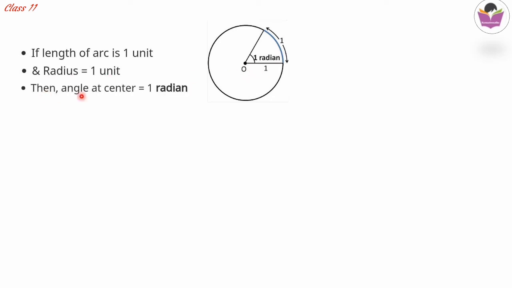Then we can say that the angle at the center is 1 radian. So these are the 3 conditions which we need to apply. The length of the arc should be 1 unit and it should be a unit circle, meaning the radius should be 1 unit. Then the angle at the center will be 1 radian.